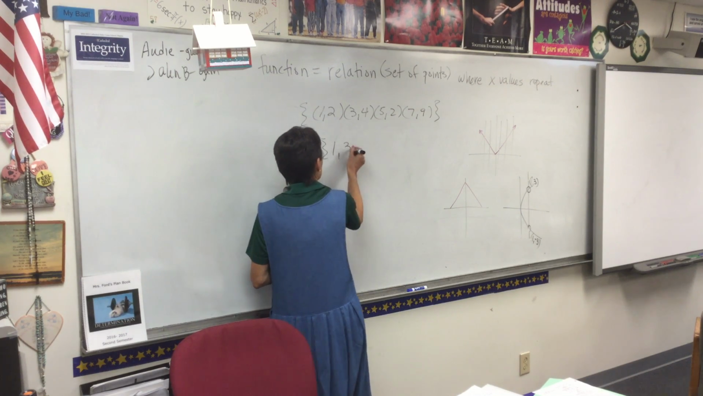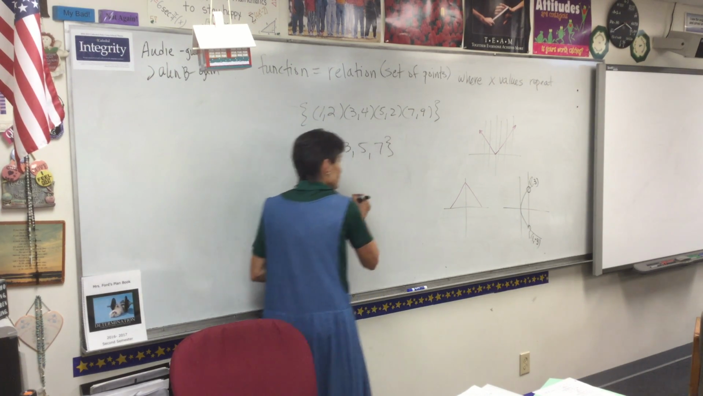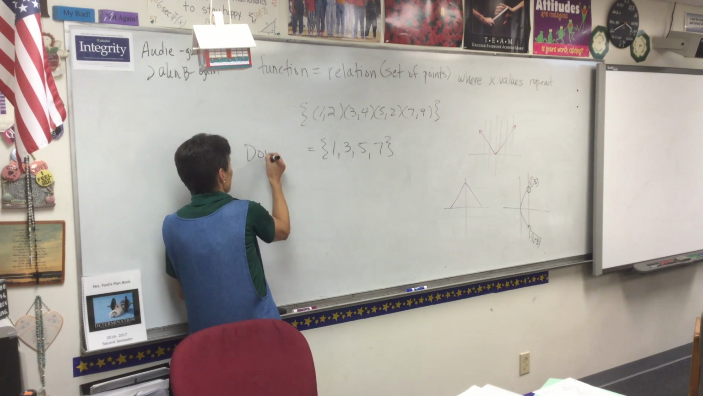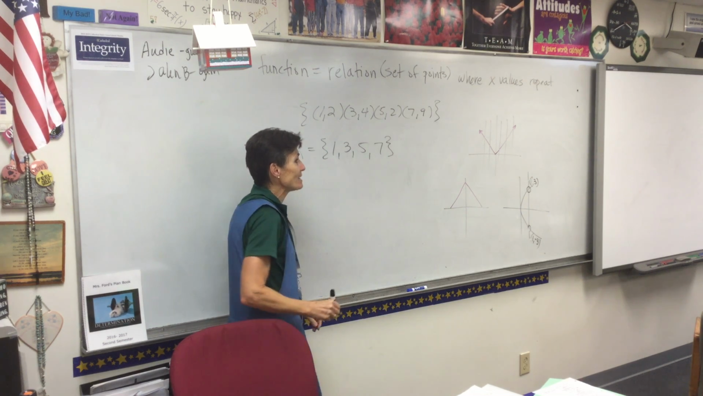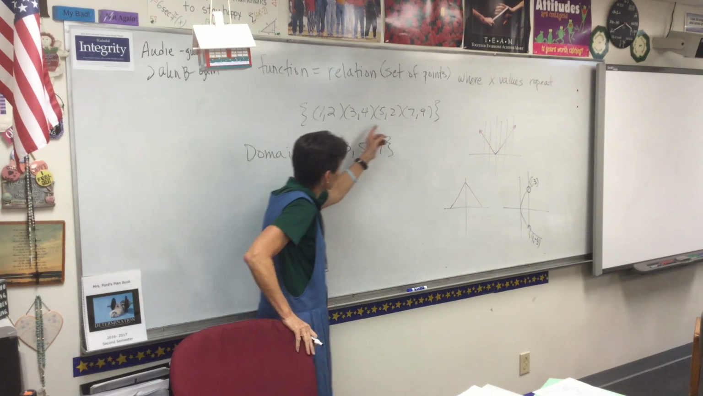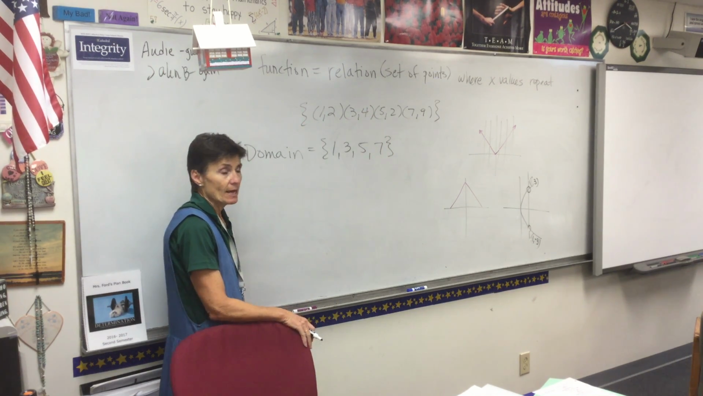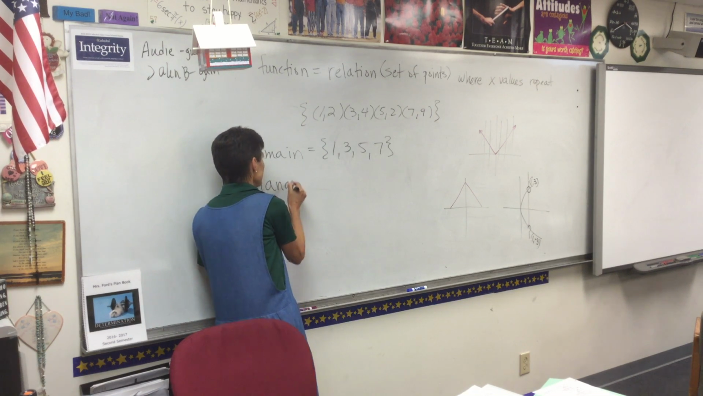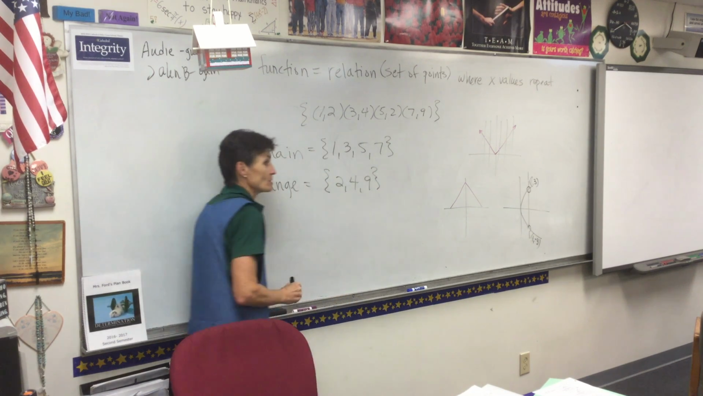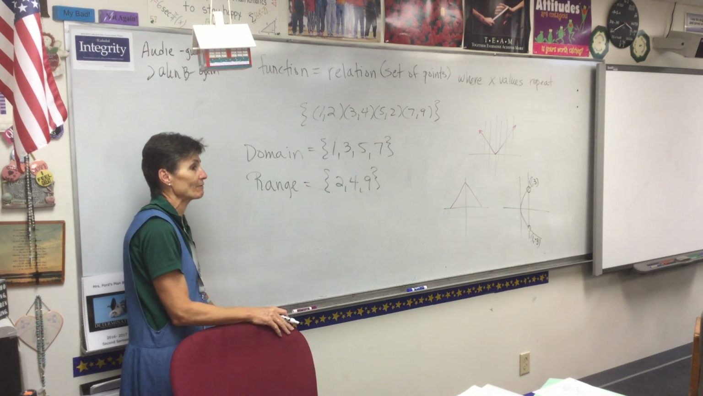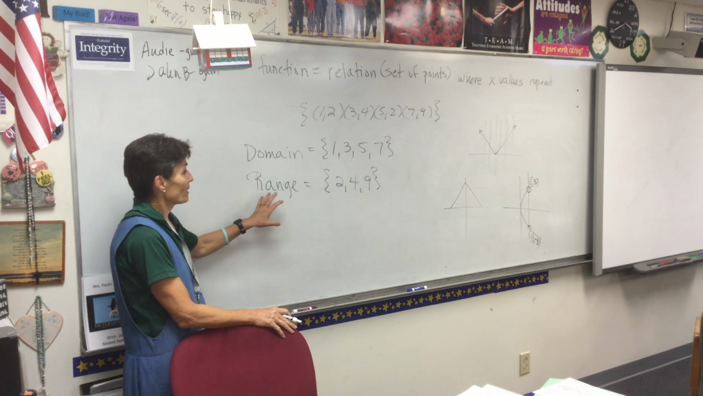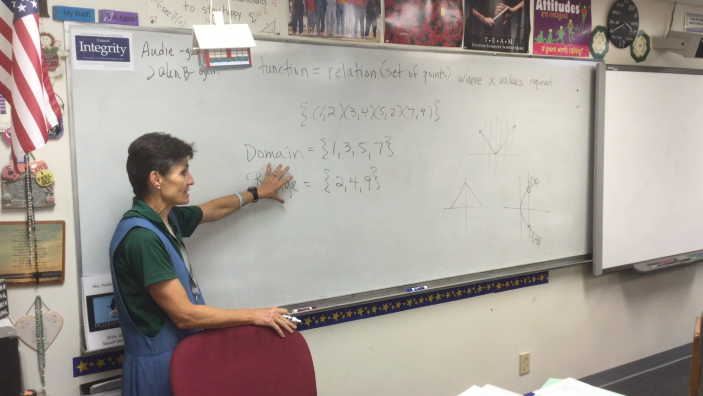If I put those all together, 1, 3, 5, and 7, my X values, that has a name. Does anybody remember what that's called? It's called the domain. The domain is the set of X values. So if I just take all the X values out of those points, that's the domain. And then if I take all the Y values, that's called the range. So there's the domain and range for that function. You don't have to write them twice. That is easy stuff.